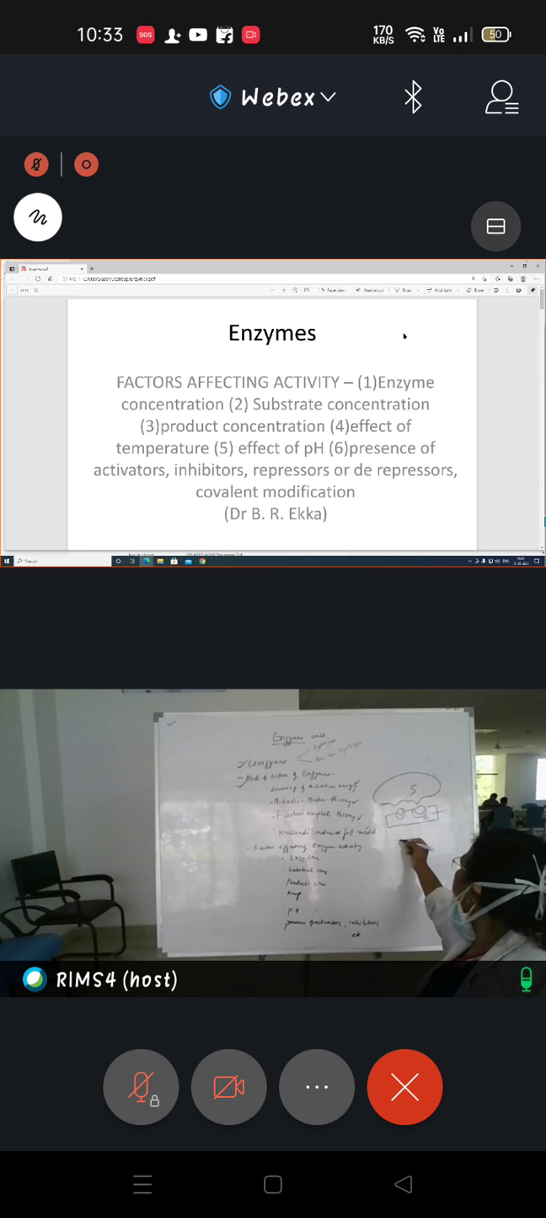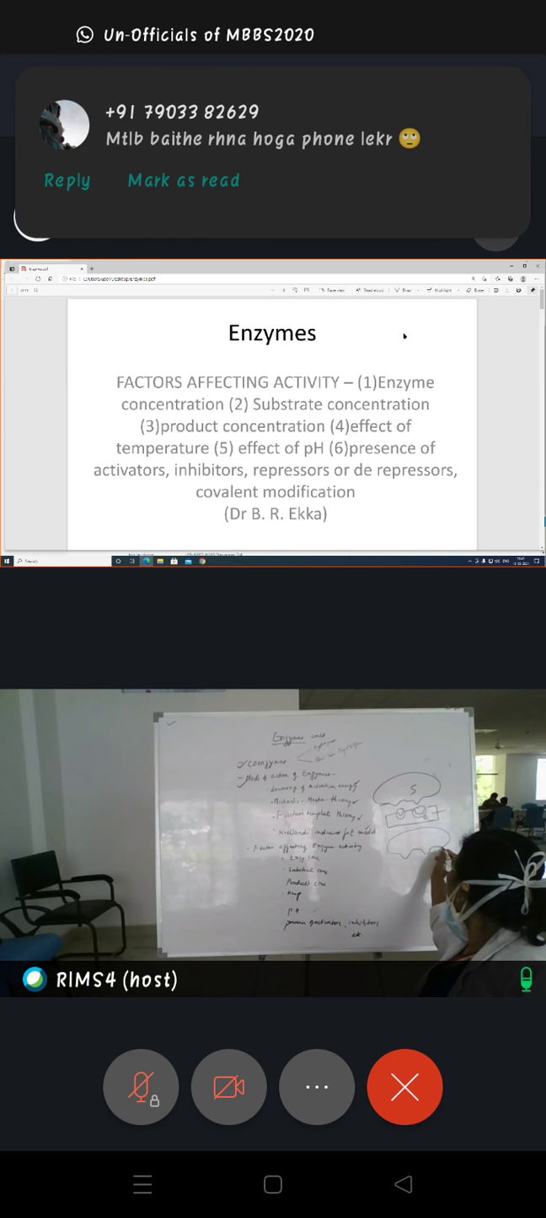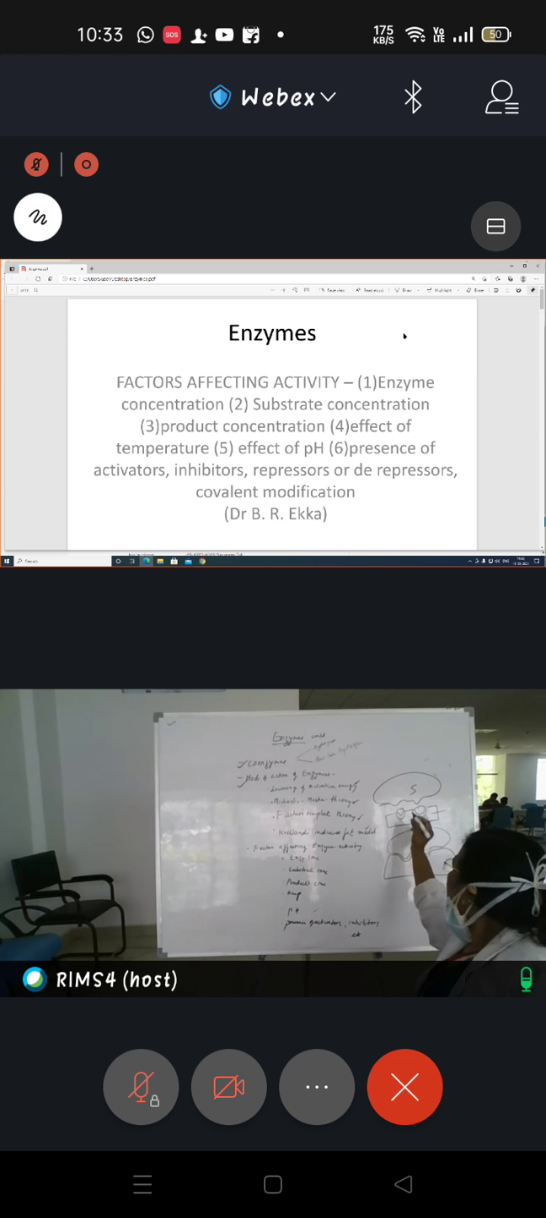This is not fixed. When the substrate comes in contact with the enzyme, what is happening? Conformational changes are taking place and then the enzyme comes in contact and the reaction takes place. Types of the enzymes are not fixed.